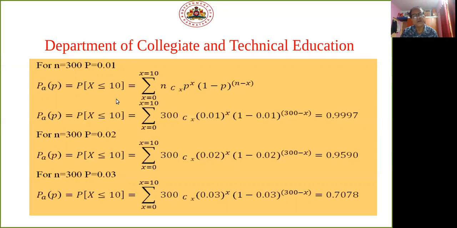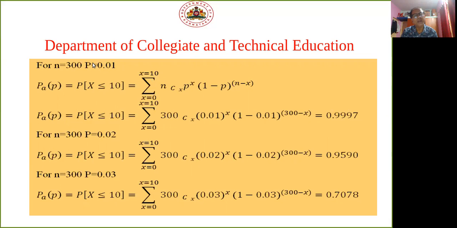You can create this formula in the calculator. When you put in n equals 300, c as it is, and p equals 0.01, you will get the value 0.9997. So 0.9997 is the value for n equals 300, p equals 0.01, where x goes from 0 to 10. Similarly, the sample size will remain the same for n equals 300. Only the value of p will vary.